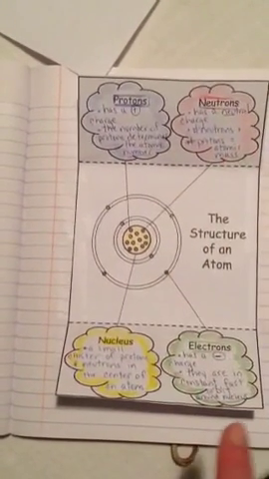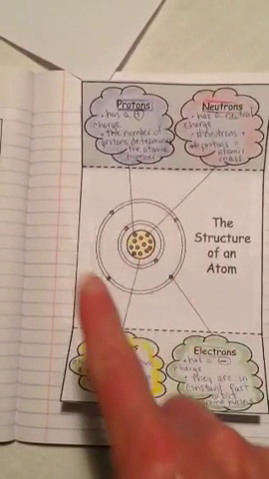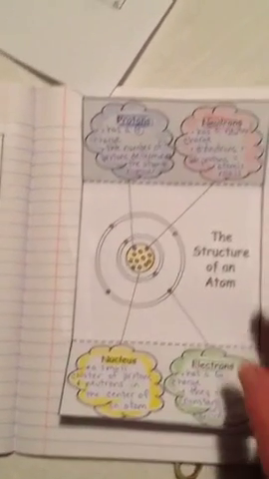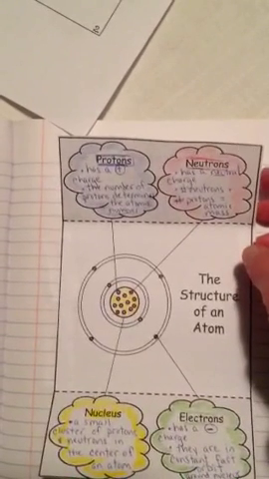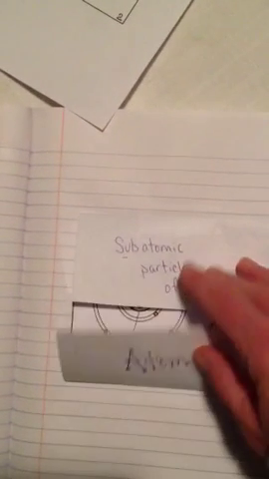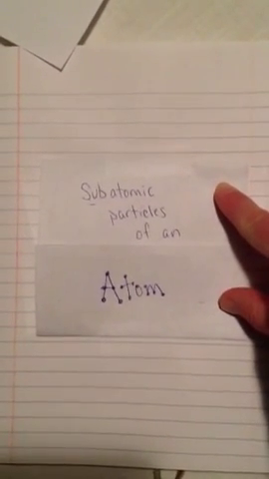Alright, then we have our protons, positive charge protons, neutral charge neutrons, our nucleus that contains the protons and the neutrons, and then our electrons that orbit around the nucleus. Once you're done with that, tape this into your journal, fold these down, and title it the subatomic particles of an atom. And they should be put next to each other in your journal.